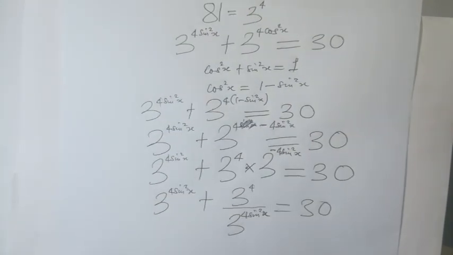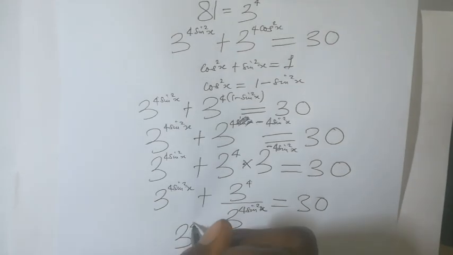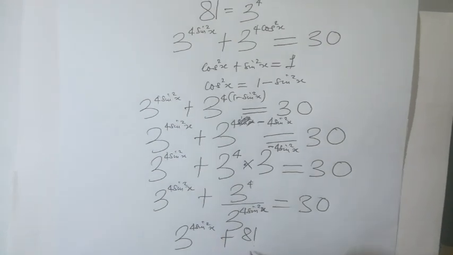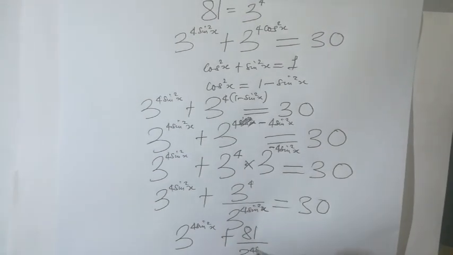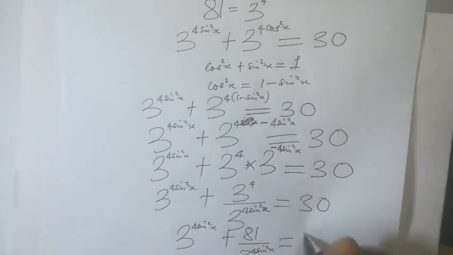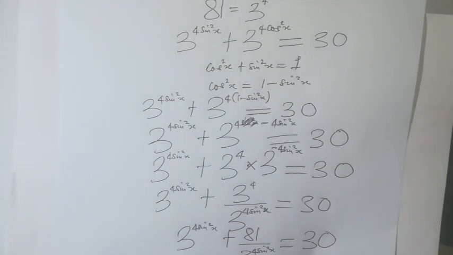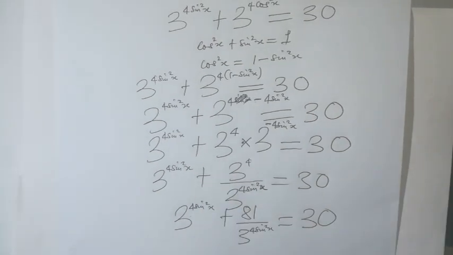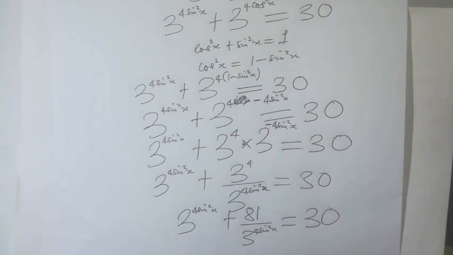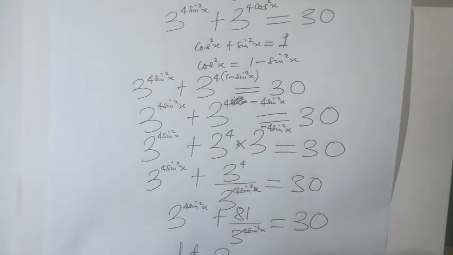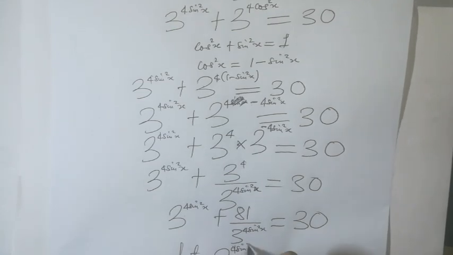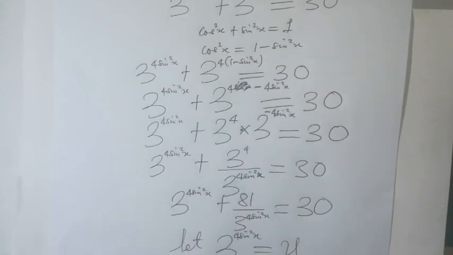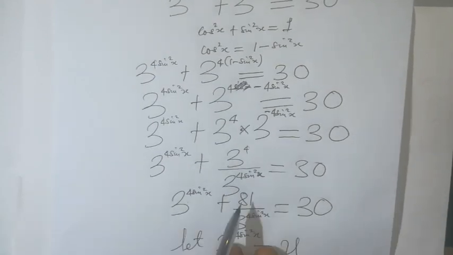So in that case, here it becomes 3 to the power of 4 sine square x plus, this can still be 81, over 3 to the power of 4 sine square x, is equal to 30. So if you look at it critically, this and this are the same. So let's simplify our work by saying let 3 to the power of 4 sine square x, for instance, be u. You get it? So in that case, anywhere I see this, I'll substitute the value of u.